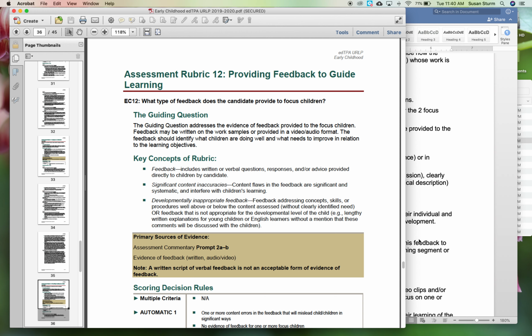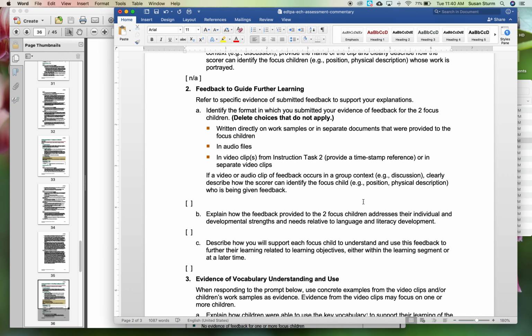Okay, so prompts 2A and B are for the next rubric. So this is the feedback that you give to guide their further learning. Referring to specific evidence of submitted feedback to support your explanations, they want you to identify the format in which you submitted your evidence of feedback for the 2 focus children. This is just a choose one.